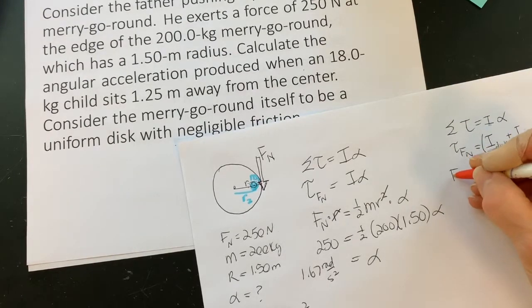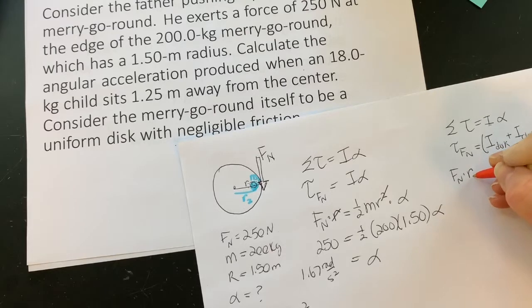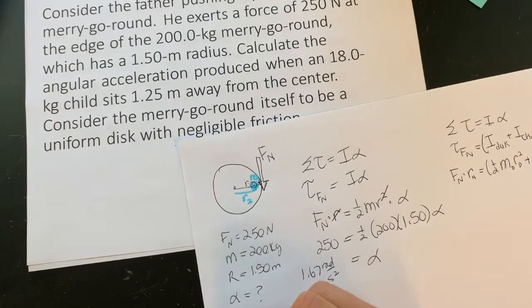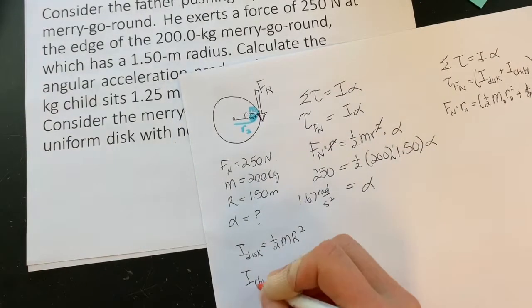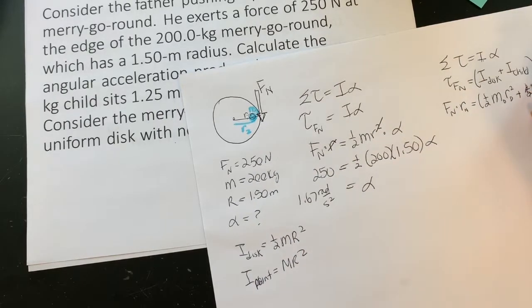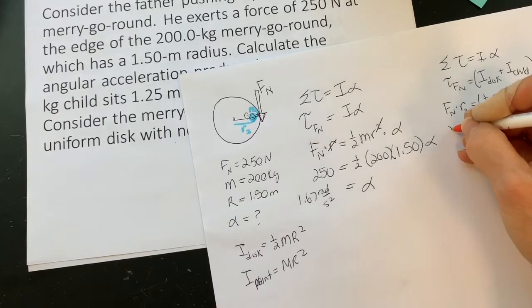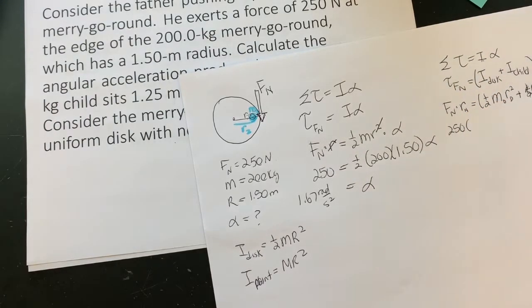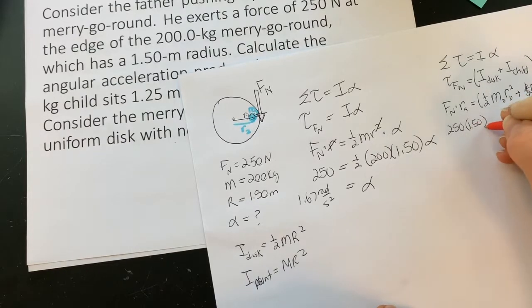So that's what changes. So you've got F_n times R of that normal force. This is still 1/2 m of the disk, r of the disk squared, plus this one for the child. And for a point source, it's not half, so the I of a point mass is just mr squared. So here we're going to put m r squared of the child, times alpha. So now you can plug everything in. Now you can't cancel out the r's because it's not in every term, so you have to write the whole thing out.